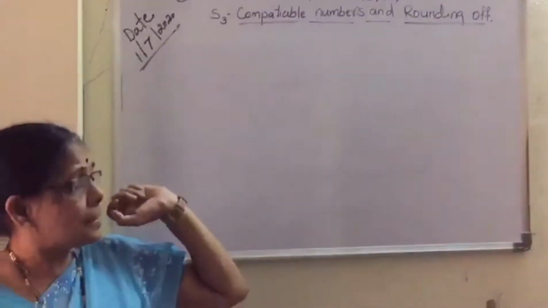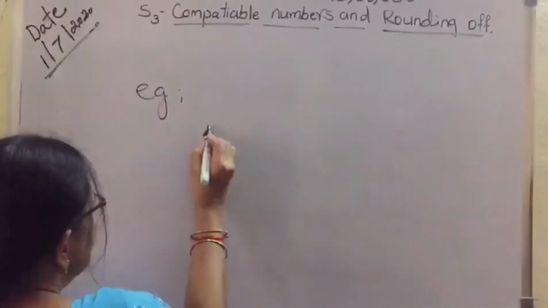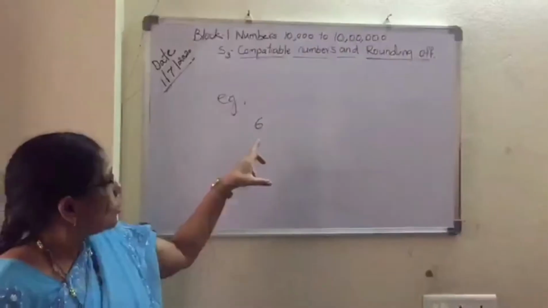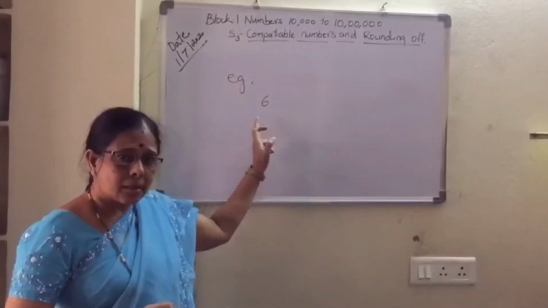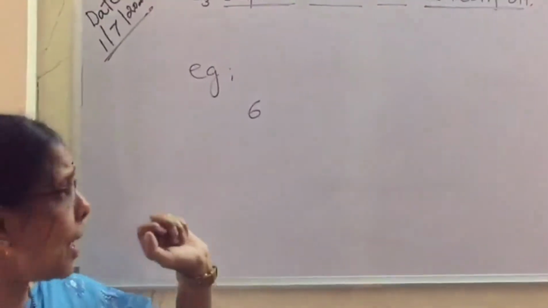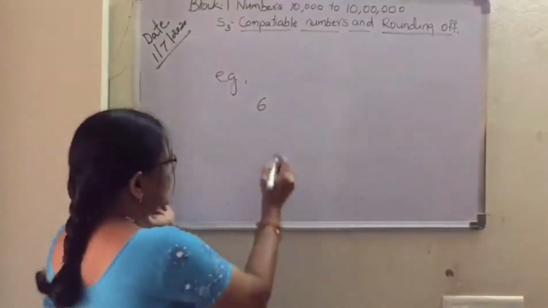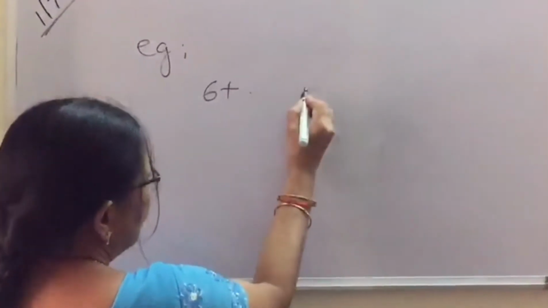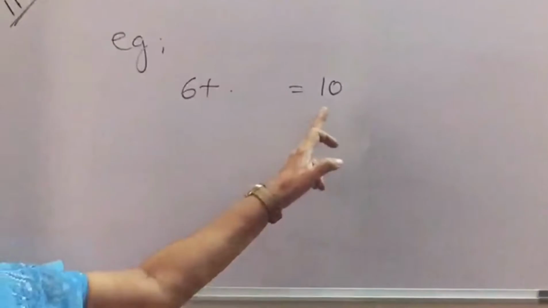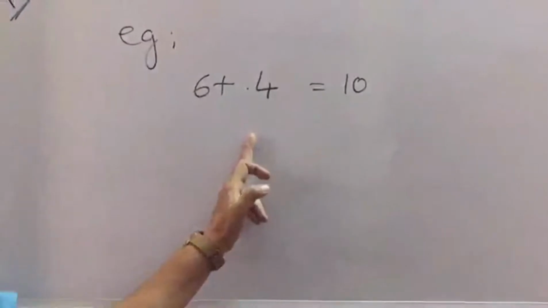See, first I'll take one example, children. Example 6. How much more do I need if I have 6 to form 10, children? Are you understanding, children? How much more do I need if I have 6 to form 10? That means to form 10, here 6 is there. How much more do I need to make 10? 4. So 6 plus 4 is 10.